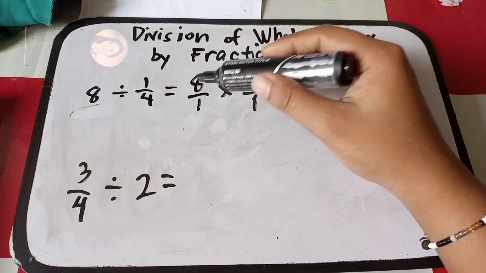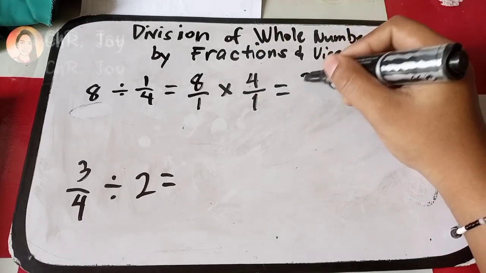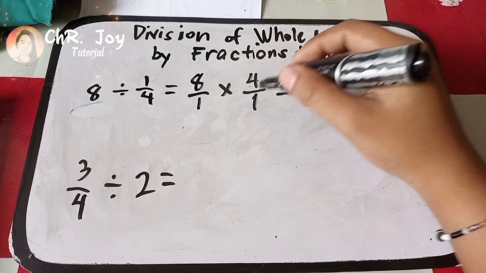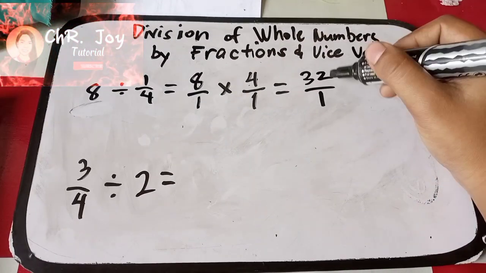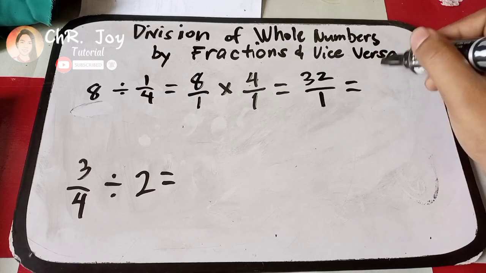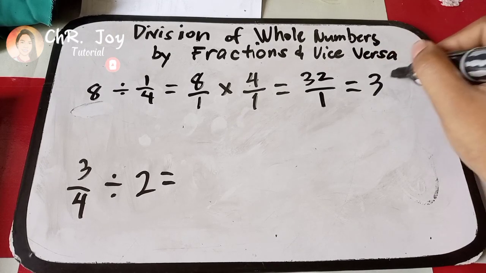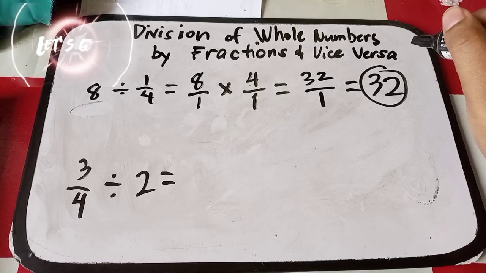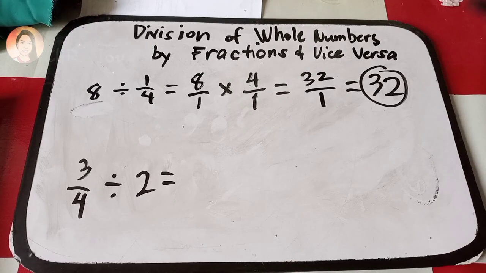We have 8 times 4 is equal to 32, and 1 times 1 is equal to 1. Now, remember class, kapag over 1 siya, it means automatic na siya na whole number. So, we have here, the answer is 32.